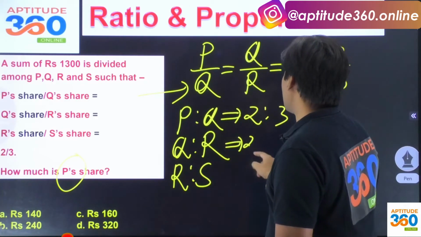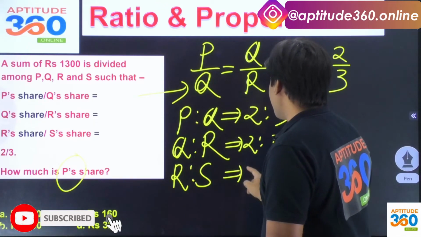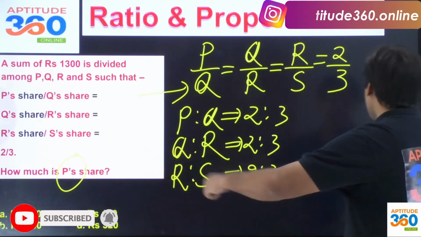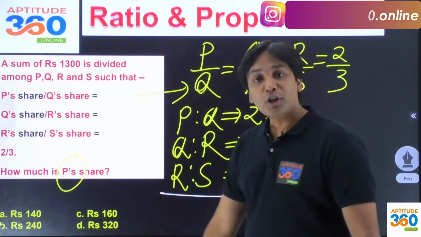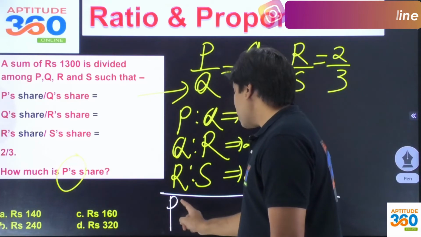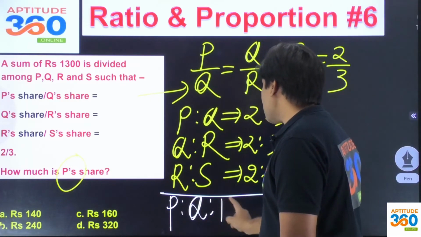This value is given to you as 2:3. Would you be able to find out P, Q, R, S in one line? Yes. You learned this in video number 3. Now what is going to be this value? P is to Q is to R is to S.